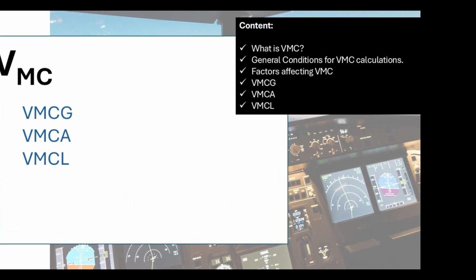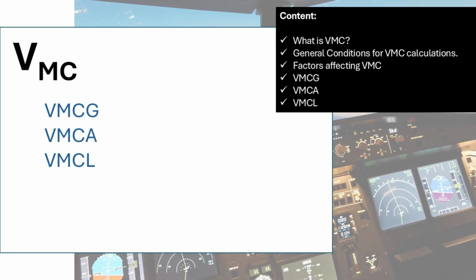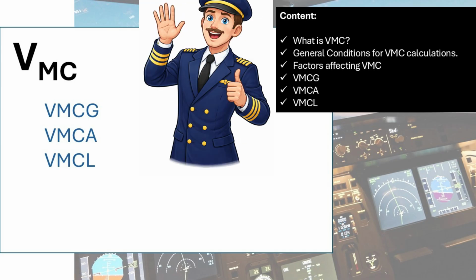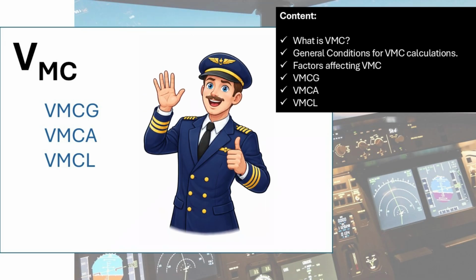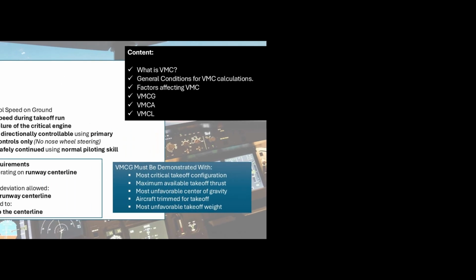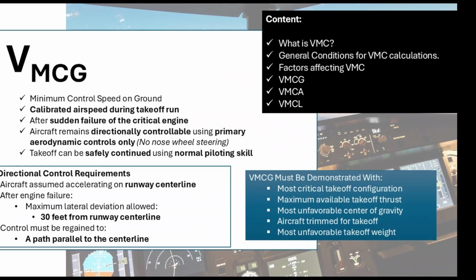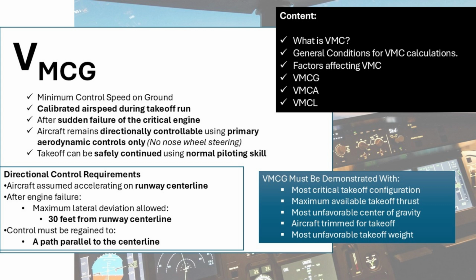Now, let us get into the details of VMC with respect to different phases of flight. We will discuss VMC on the ground, in the air, and during landing. That is, VMCG, VMCA, and VMCL. Let us start with VMCG. VMCG is the minimum control speed on the ground.